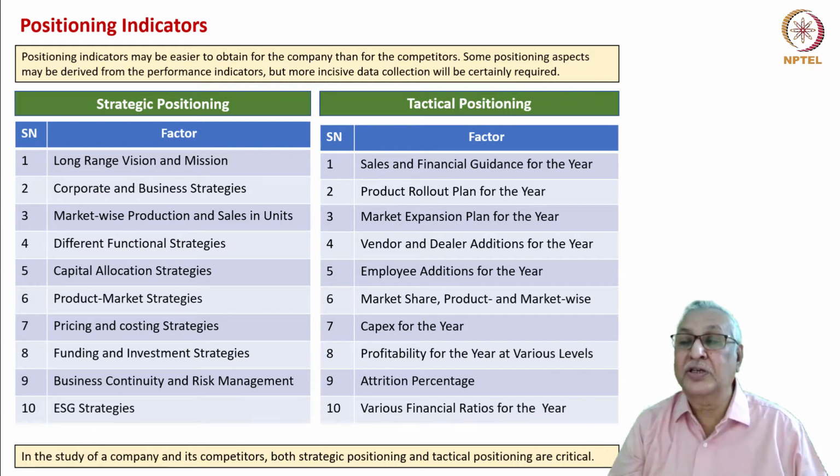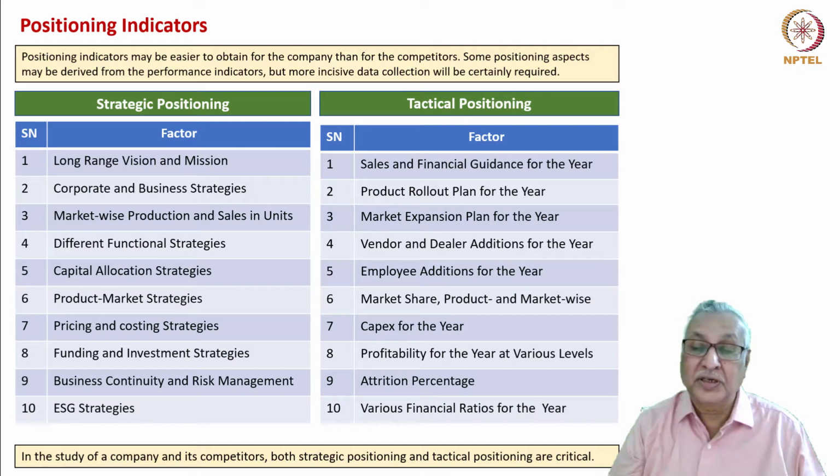Tactical positioning factors are quite different. Sales and financial guidance for the year, usually given at the beginning of the year, as also in every quarterly update. Product rollout plan for the year, market expansion plan for the year, vendor and dealer additions for the year, employee additions for the year, market share, product and market wise, capex for the year, profitability for the year at various levels, attrition percentage, and various financial ratios for the year.